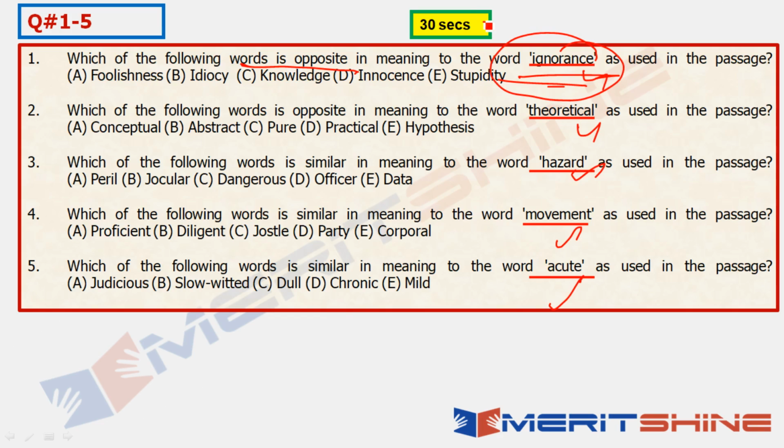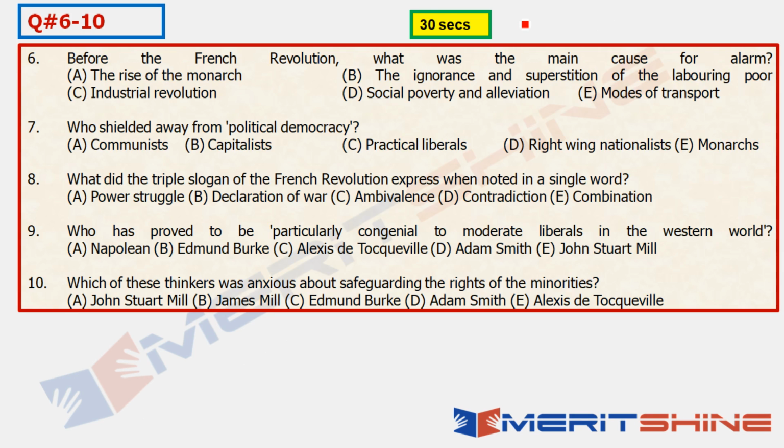Could this have been done in 30 seconds? Identifying the important words in these questions, could it have been done within 30 seconds? Definitely so. Next, question number 6 to 10. Before the rise of French Revolution, what was the main cause of alarm? So you see, there are two things that are important here. French Revolution, main cause of alarm. So that's a mental note that you need to make.